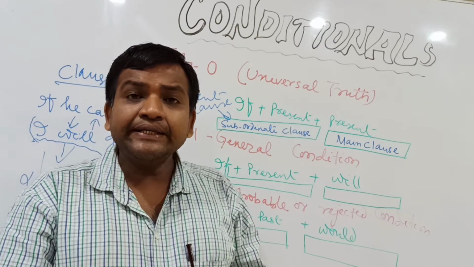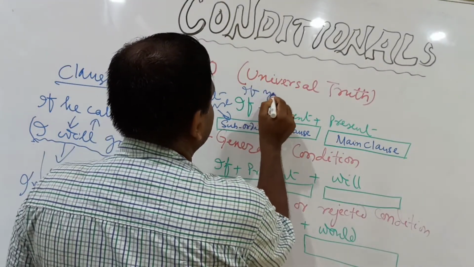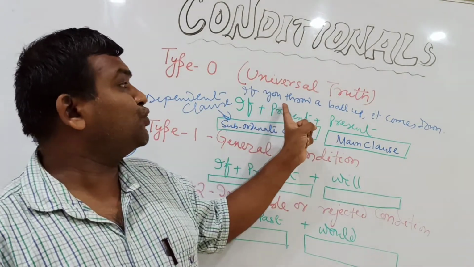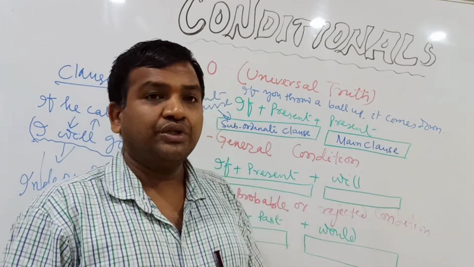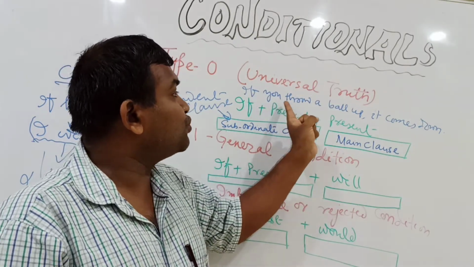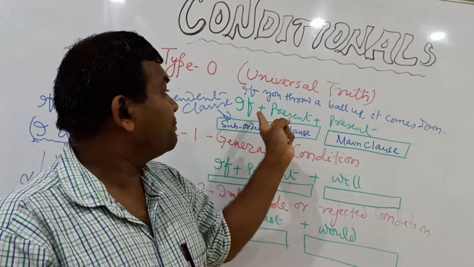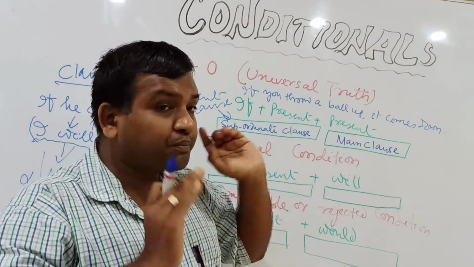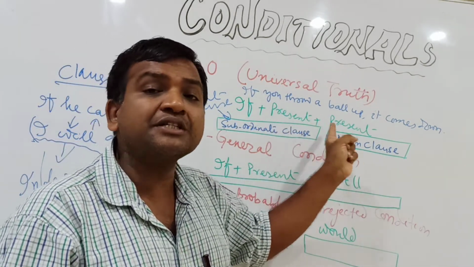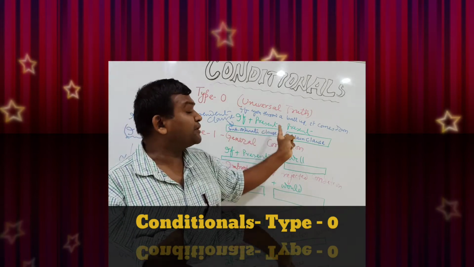Suppose, if you throw a ball up, it comes down. Here you see, will has not been used because this is a universal truth. If you throw, simple present; it comes down, simple present. To remember it: if plus simple present plus simple present. Keep that in mind.